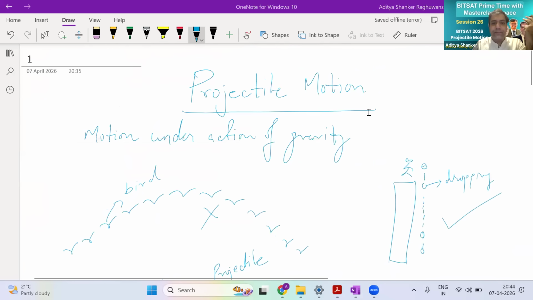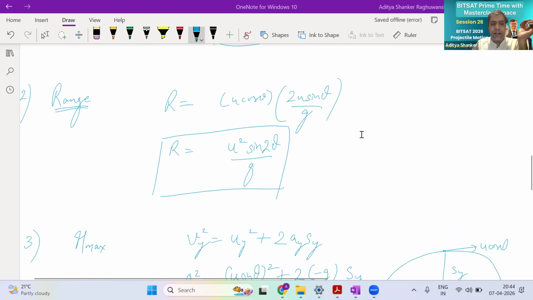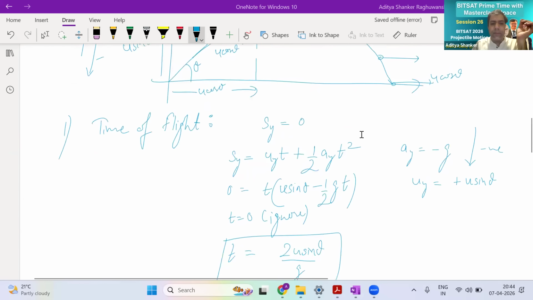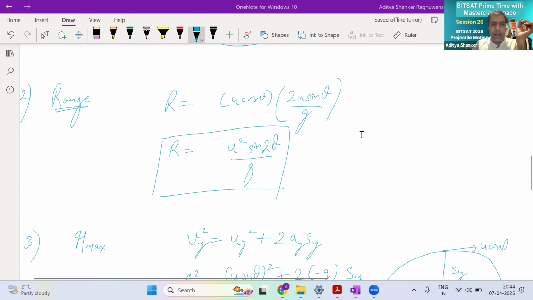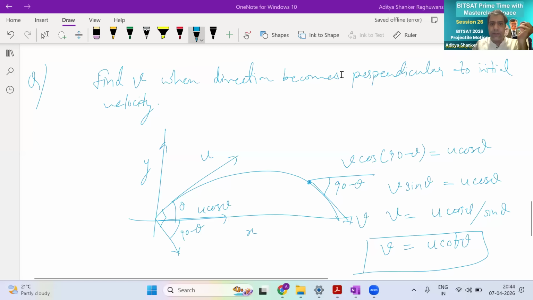So what we have done, we have understood what projectile motion is. It is motion under gravity. It's not necessarily a parabolic motion. Then we understood time of flight, range, h max. Hopefully you have understood these formulas. You must mug up h max, range, and time of flight, and conceptual clarity must be there.